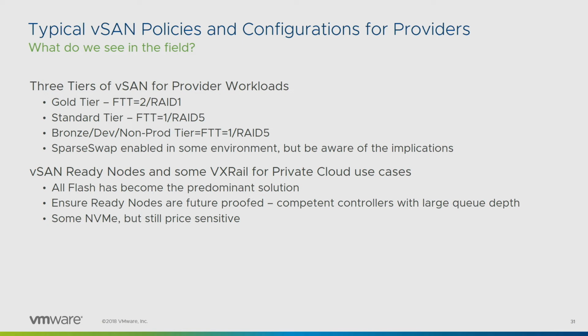High performance. I'm minimizing my IO implication and my IO amplification, because with RAID 5 and RAID 6, what do we have to deal with? Parity, right? Every write has to propagate out to multiple nodes, where with RAID 1, I'm hitting 2. So there's an IO impact associated with that. Standard or a silver tier, failures to tolerate of 1, RAID 5 for obviously capacity savings and that general purpose workload. And then a bronze dev, non-prod, again, I'm seeing a failure to tolerate of 1 with RAID 5. Again, those are some of the things that we see, and these are great starting areas of a storage policy.